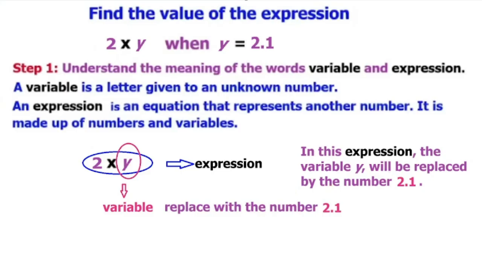Okay, so how's that going to look? Looks like this. 2 times 2.1. And then you just multiply that out normally like you would any other multiplication. So it equals 4.2. And that's the end of this problem.